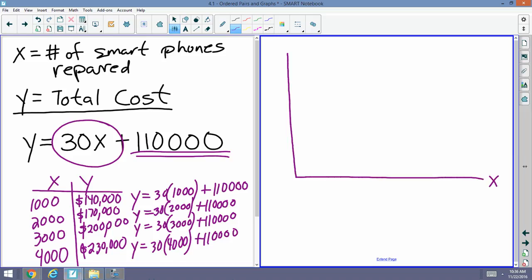This is my x-axis, this is my y-axis. Label, especially with real-world problems. So X is the number of smartphones. And I'm going to go by thousands here for sure. 1,000, 2,000, 3,000, 4,000, etc. Now, with the Y's, guys, we're not going to go by 100,000 because it's too much of a jump. We're not going to go by 30,000. It's too much of a jump. You're going to have a lot of inaccuracy. I'm not going to go by 10,000s because I'm going to have a really large graph.